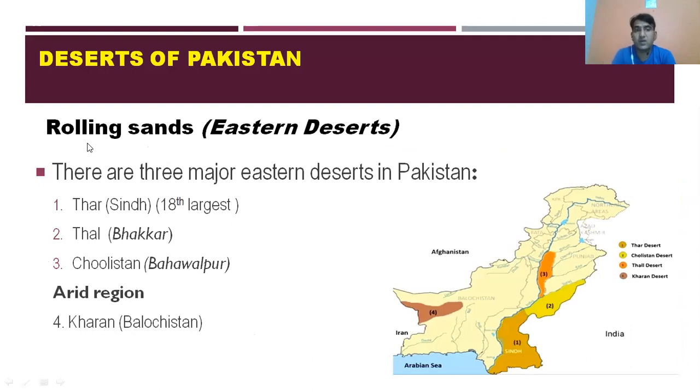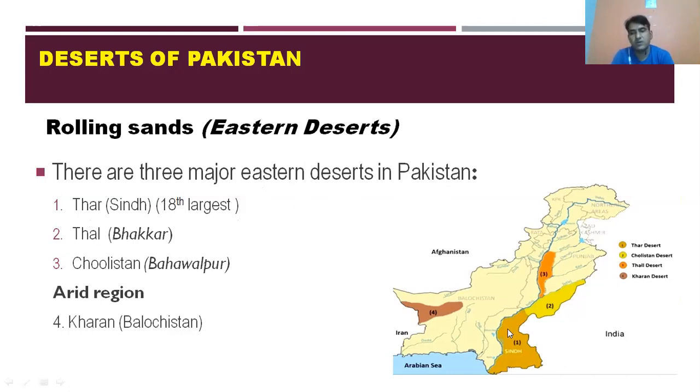One is called the rolling sands. You might be quite familiar with the rolling sands, which is based on the sand you see in Thar and Cholistan, which is quite popular in our region. If somebody asks you about Thar, our mind goes there. So there are three major eastern deserts in Pakistan which come in the rolling sand category: Thar, Thal, and Cholistan.